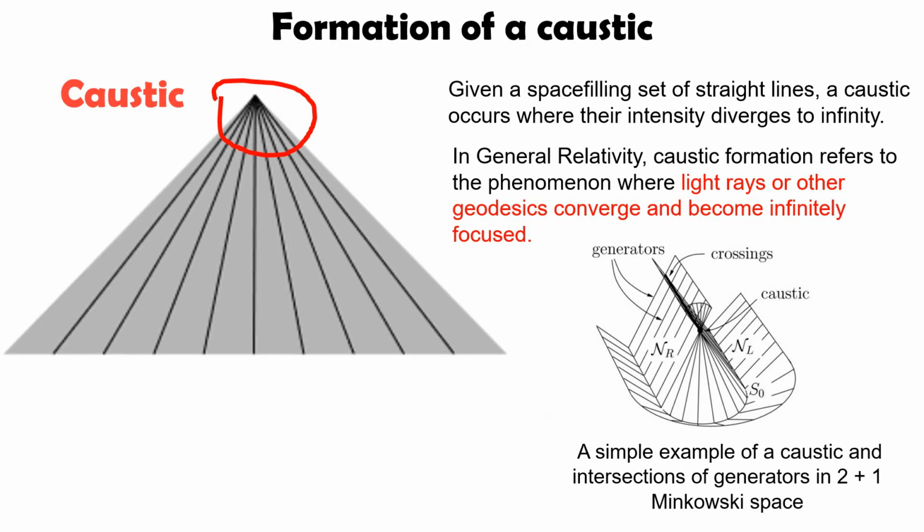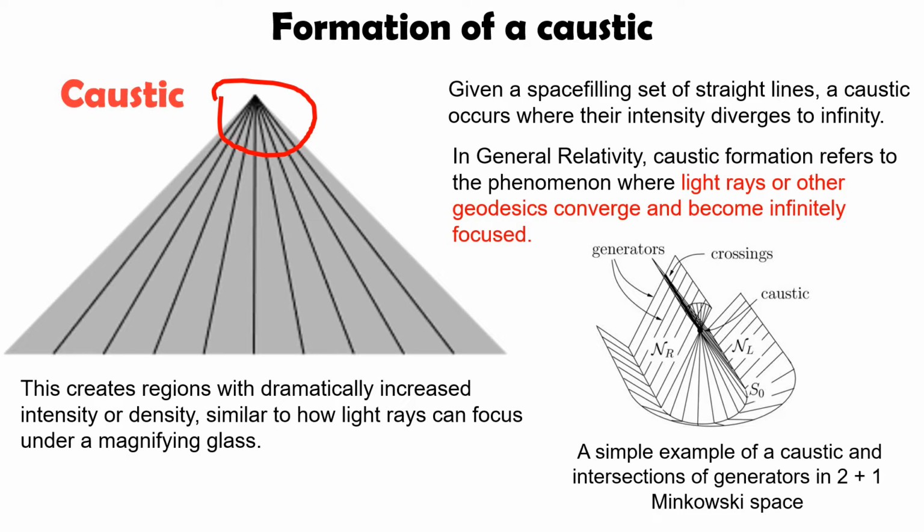Here you can see another diagram which I have given. This is also a caustic and the generators are crossing. This is in Minkowski space. So we can say that this caustic creates regions with dramatically increased intensity or density, similar to how light rays can focus under a magnifying glass. When you get light rays shining down through a magnifying glass, it actually focuses at one point. That is why this is very important. We will soon see the importance of caustics in terms of geodesics, etc.